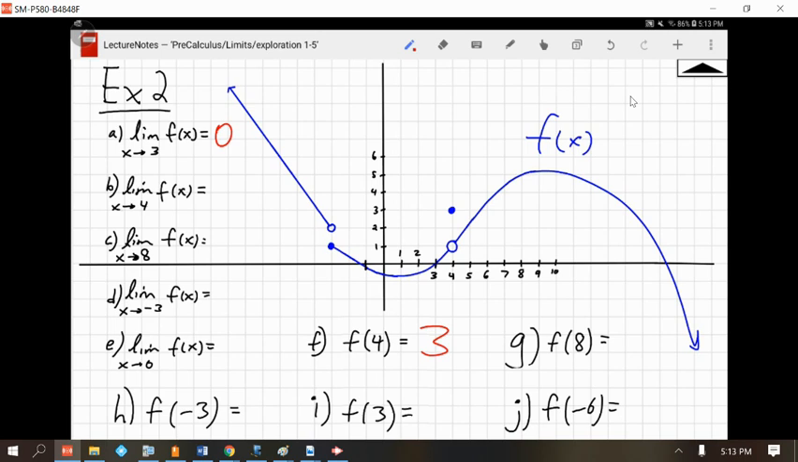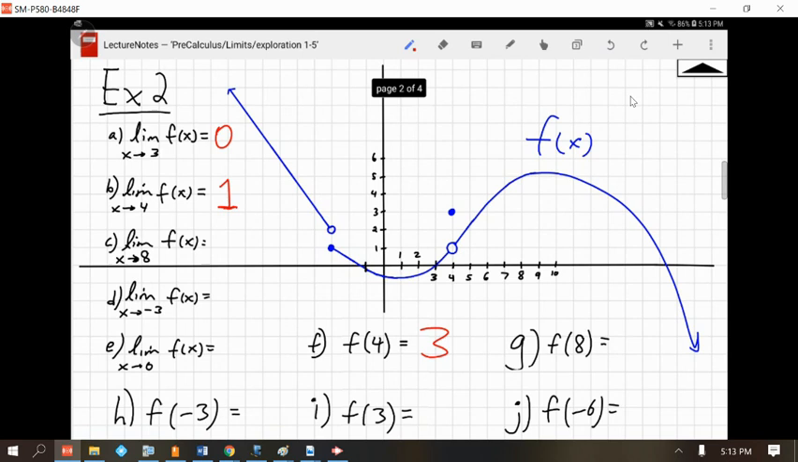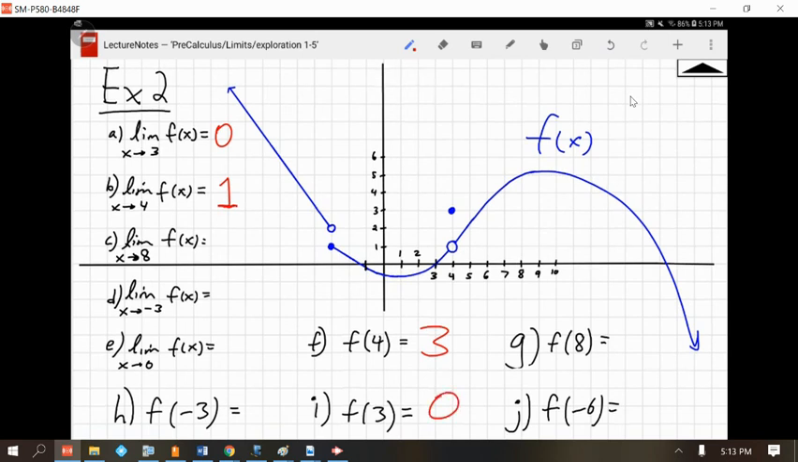What is the limit of the function as x approaches 4? Okay, the limit is 1, right? The limit is 1. If I jump down to question I, f of 3 is 0. This is the function's value at 3. When x is 3, what does y equal? y happens to equal 0. And the limit also happens to equal 0.